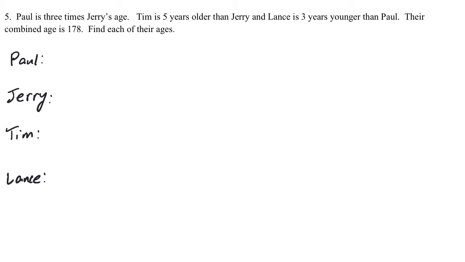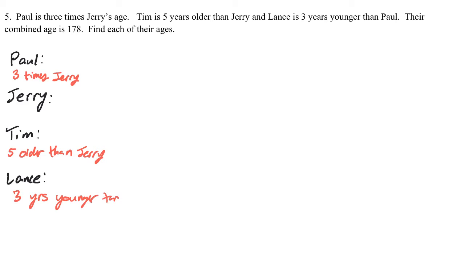So Paul is 3 times Jerry. So under Paul, I'm just going to write 3 times Jerry, just as a shorthand so that I can pull this information out of the problem and into a more manageable piece here. So it says Tim is 5 years older than Jerry. So under Tim, 5 older than Jerry. All right, and Lance is 3 years younger than Paul. So 3 years younger than Paul. Okay, and you'll notice we have one person that doesn't have anything written underneath them.